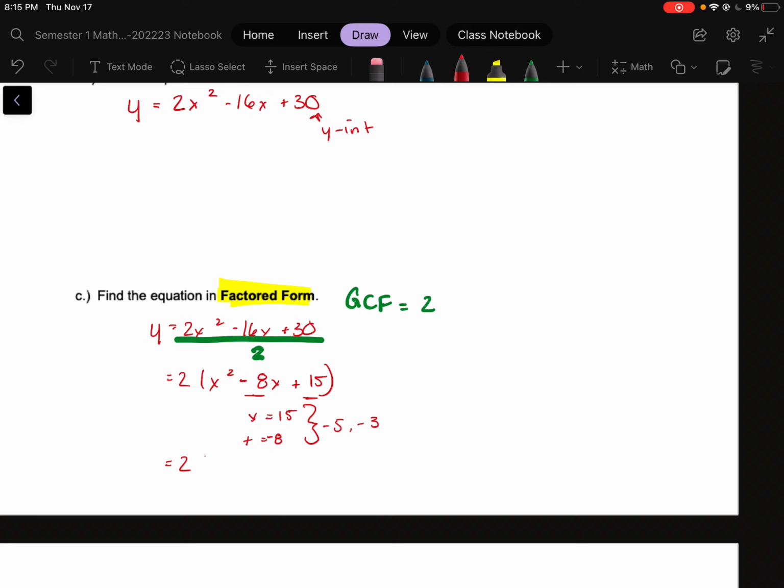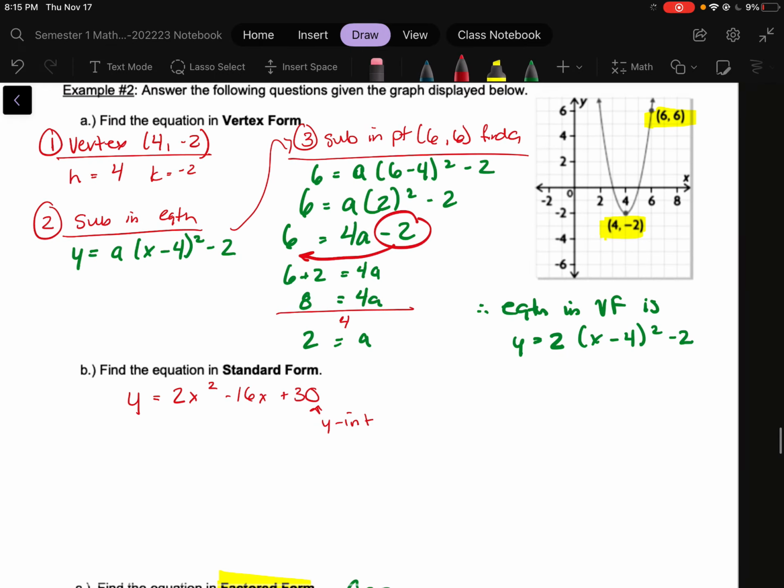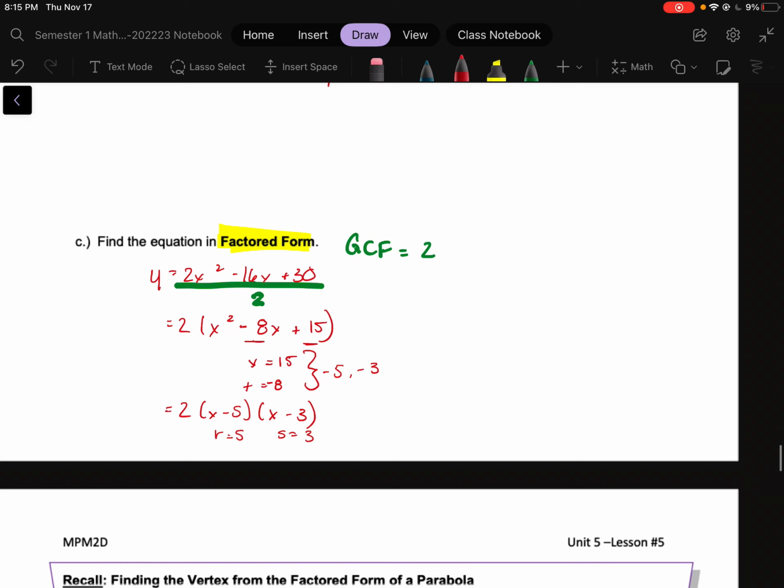And then from there, we keep our 2 outside. We do x minus 5, x minus 3. So therefore we know here our r is going to be 5 and our s is going to be 3. If we compare that to the top here, we can see our r and our s were 3 and 5, which is exactly right on track. We checked our work, so therefore our equation in factored form is y equals 2, x minus 5, x minus 3.